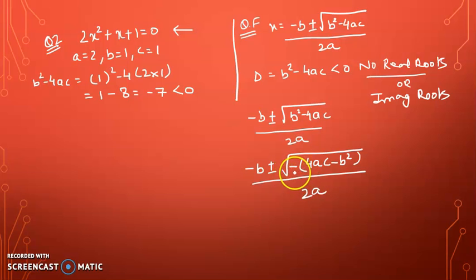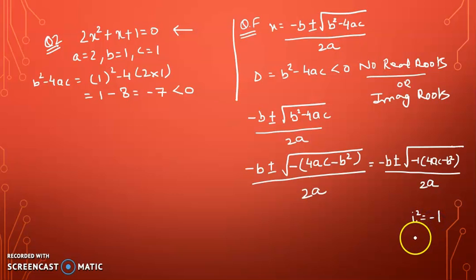So I have taken minus common, so this is equal to minus b plus minus under root minus 1 times 4ac minus b square, all under the square root, upon 2a. Clear, students? This minus 1, if you remember the imaginary number we studied, i square is equal to minus 1, or i is equal to under root minus 1.